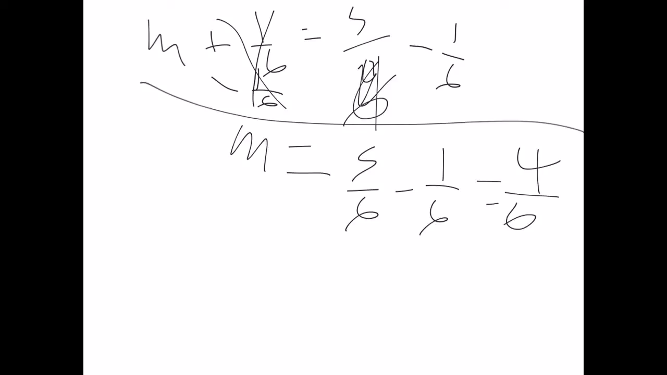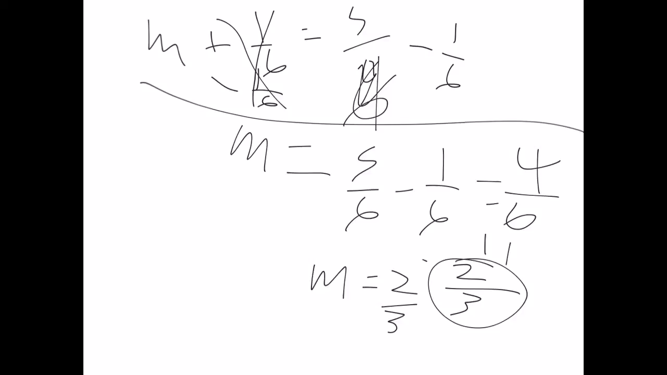But we're not done yet because it can be simplified by 2. 2 can go into each of them. 2 can go into 4 twice. 2 can go into 6 3 times. So our final answer is m equals 2/3.